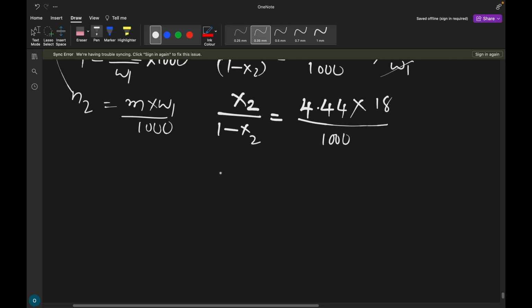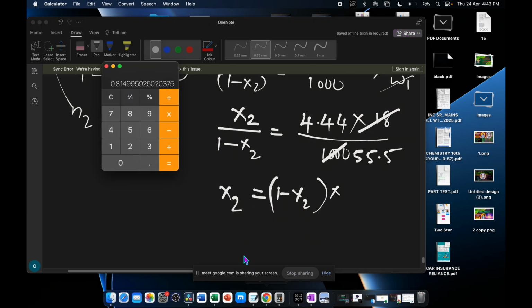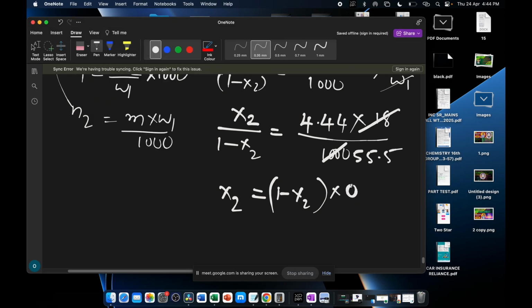Right? So on solving this, 1 minus x2 times, so we should solve this. So how many times does it go? 55.5 goes in. So let us take the help of a calculator. It takes time, right? So what is it here? 4.44 over 55.5 equals how much is it? 0.08. Got it?